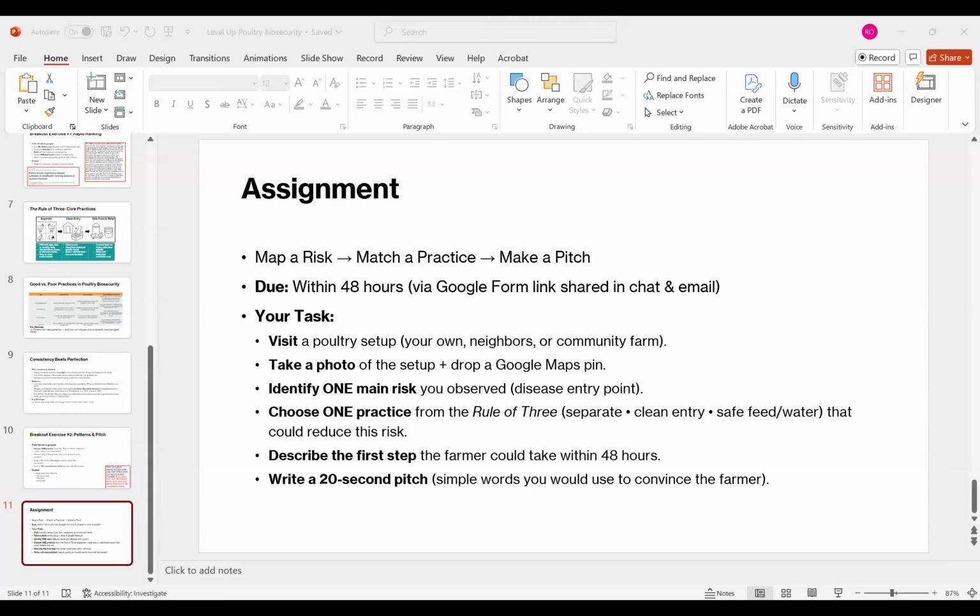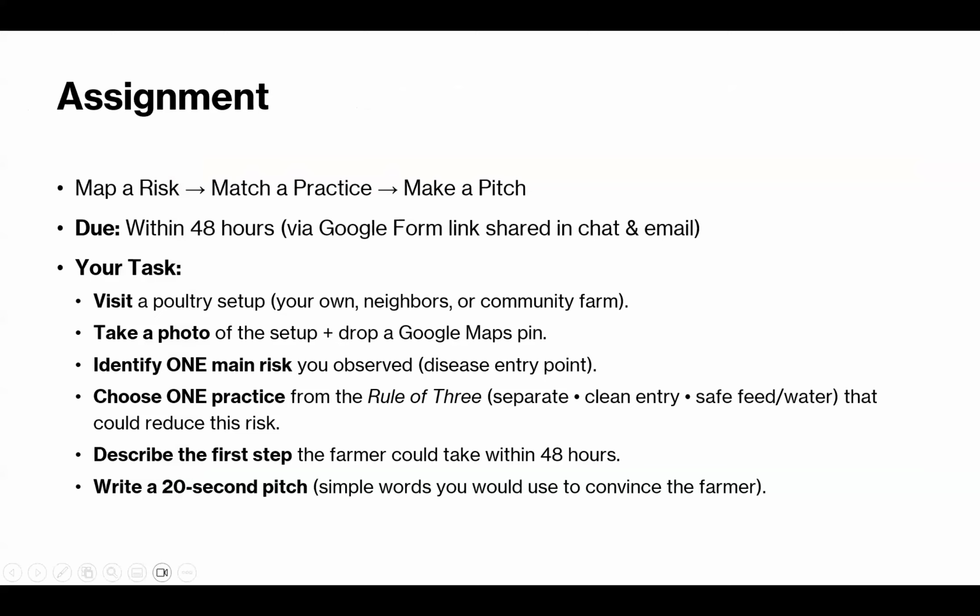So today what we've done, we've mapped risks. We've tried to match them to a specific practice, because a risk can have so many practices that you need to do, but you really want the farmer to change small practices as opposed to telling them to do a total overhaul of your production system, and then how to make a pitch. When you're talking to a farmer, you need to speak to them quickly and help them make a decision. So this assignment is due in 48 hours, and all the information about how you submit the assignment will be shared by the Bioshield team.